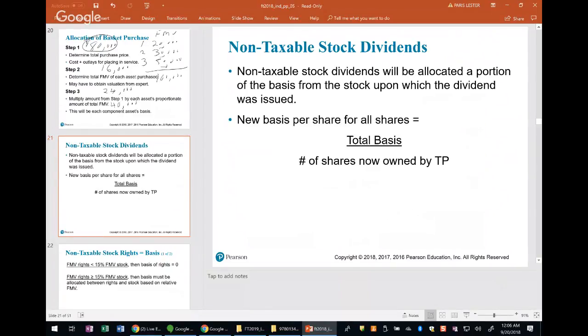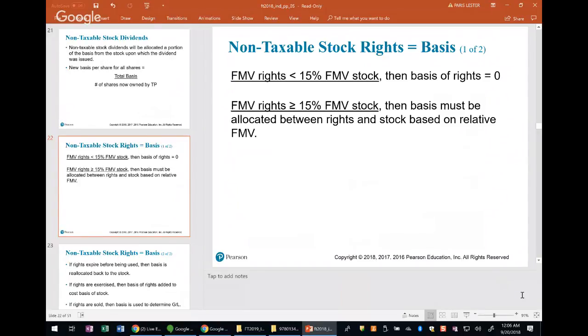A stock dividend, we had that in a question somewhere the other day. A stock dividend does not give you any taxable gain. Stock rights we'll have to look at. If the fair market value of the rights is less than 15% of the fair market value of the stock, then the basis of the rights is zero. If you sell them for $50 a piece, you're taxed on $50. If the fair market value is more than or equal to 15%, then the basis must be allocated between rights and stock.